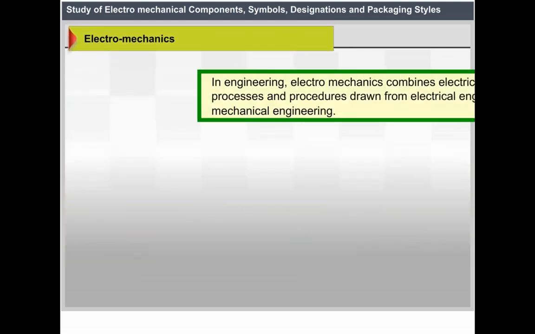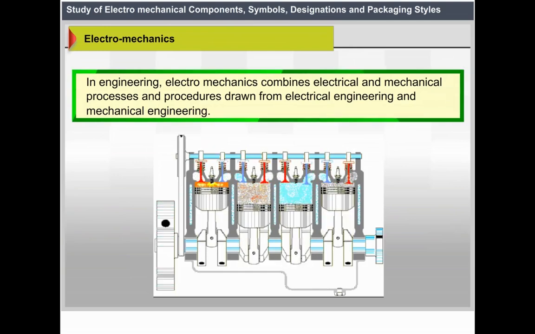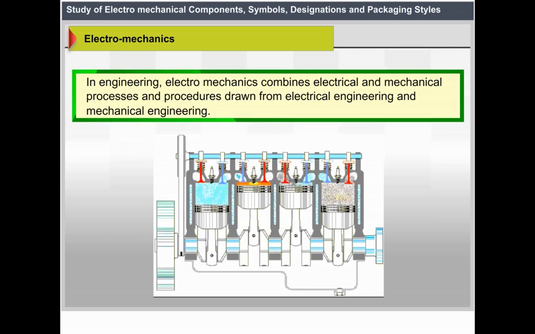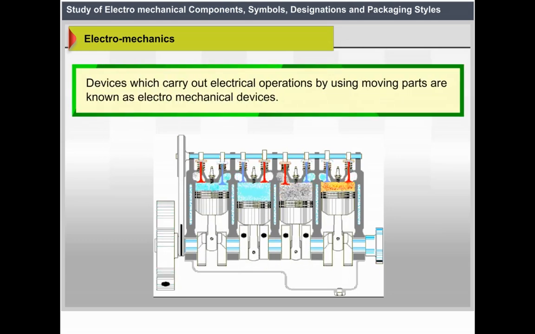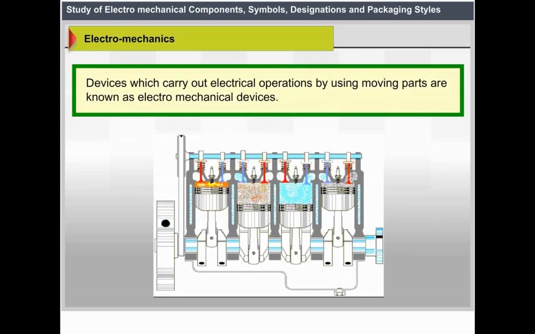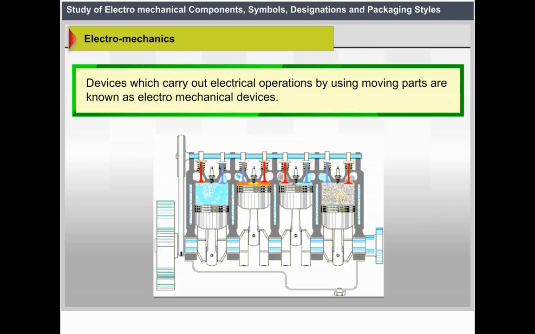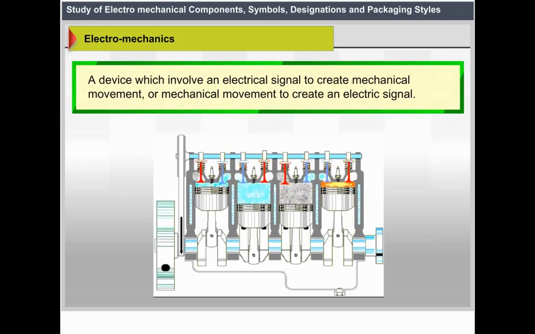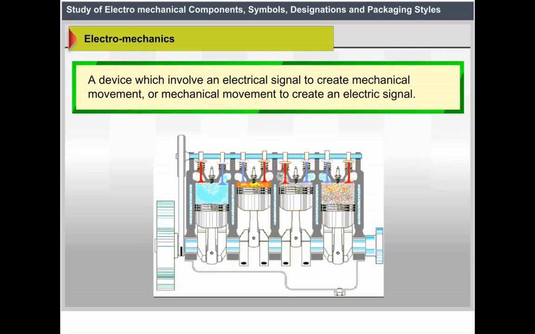Electromechanics: In engineering, electromechanics combines electrical and mechanical processes and procedures drawn from electrical engineering and mechanical engineering. Devices which carry out electrical operations by using moving parts are known as electromechanical devices. A device which involves an electrical signal to create mechanical movement, or mechanical movement to create an electrical signal.